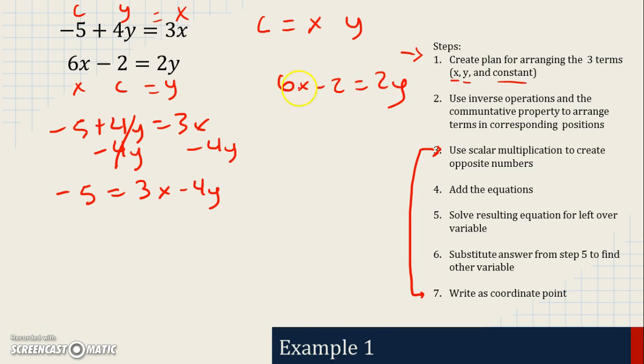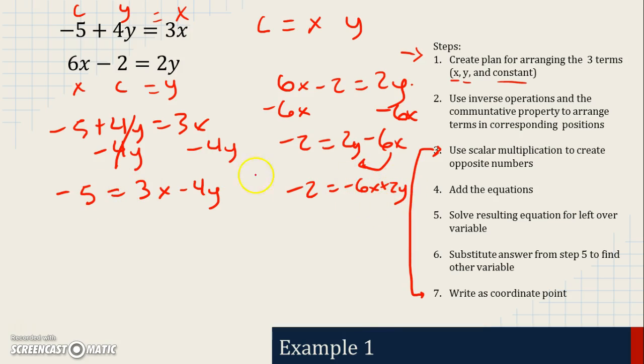Our constant's okay. We want to eliminate our x term on this side so we can get it on this side. So we're going to minus 6x, inverse operations, minus 6x. Then we have negative 2 equals 2y minus 6x. And we've got to commute the x term in front of the y because we want xy. So we're just going to commute it by changing the position. Take the sign, you'll be fine.